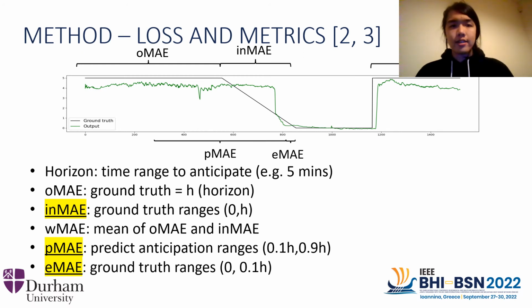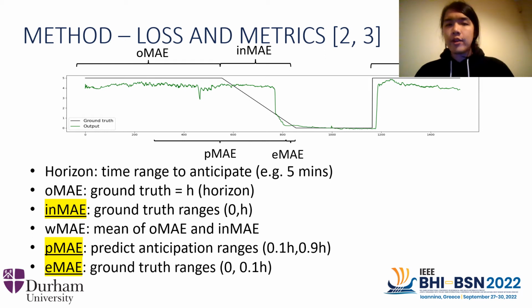After the network design, we will talk about metrics and loss in our system. Here is an example output figure of our system. The black line is the ground truth and the green line is our output. In the anticipation task, there is an important concept called horizon. It means the time range to anticipate. The horizon part is the decreasing line in the example figure. For example, if the horizon is 5 minutes, our system needs to capture the next step that happens in the next 5 minutes. And in this work, we will focus on the performance of our system when the next step will really happen in the horizon.